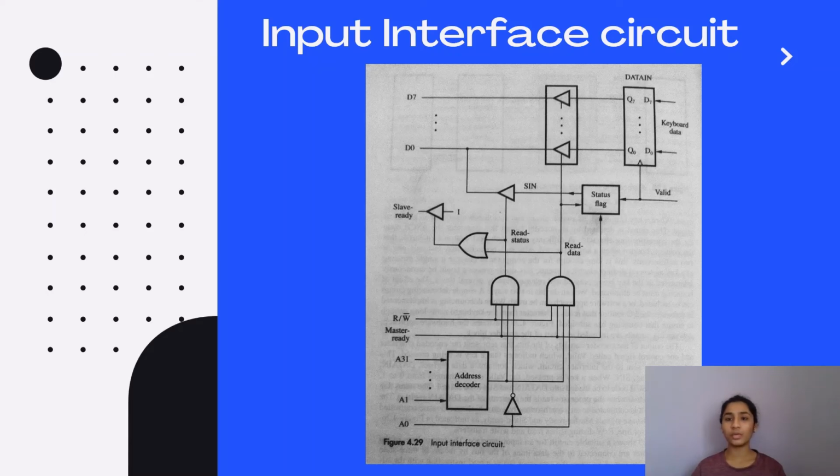As shown, the data coming from the keyboard is stored in the data register called Data N. And to it, we also have a valid line, which tells whether the information received is valid or not. And we have a status flag present inside the interface, which tells whether Data N is ready to receive information or whether it already has data present inside it. That information is passed to the processor for further processing.